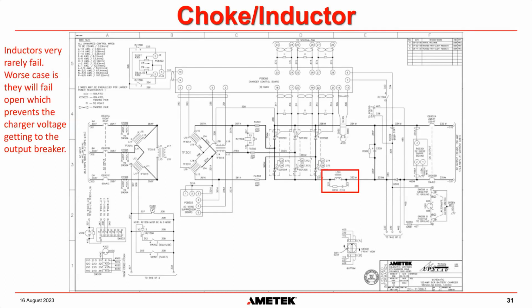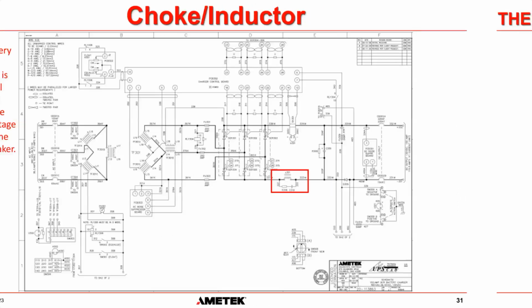But in most cases, because it's a short, even if it's a winding to winding short inside a choke, that's not going to really cause any issues. It's just going to increase the ripple that's seen out of the system. So it's very rare for a choke to fail, to be perfectly honest.